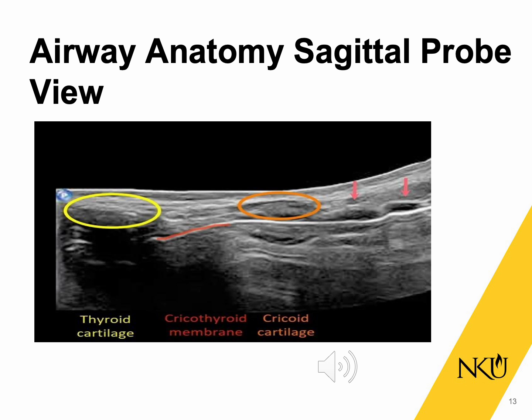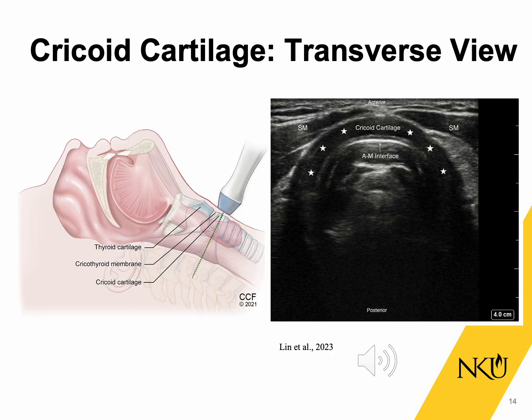The cricothyroid membrane will appear as a bright white line in between the cricoid cartilage and thyroid cartilage. Here is just another picture of the transverse view of the cricoid cartilage, with a high-frequency linear transducer over the cricoid cartilage. The arch-shaped cricoid cartilage is marked with stars. The arrow is pointing to the cricothyroid membrane.